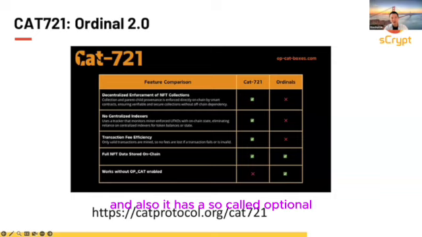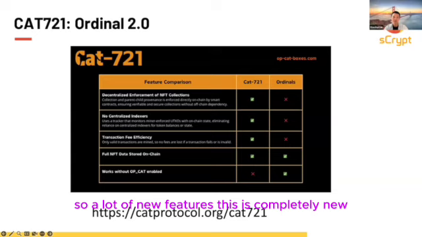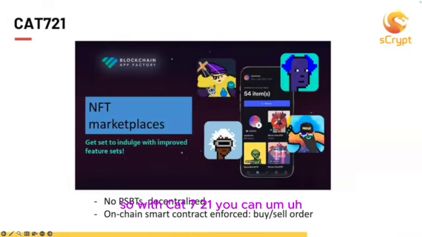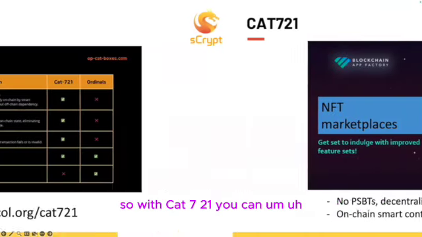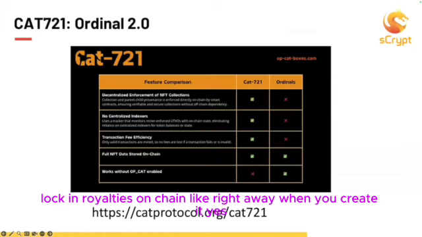And it also has so-called optional royalties. One big thing a lot of artists complain about with Ordinals is the lack of support for royalties. So a lot of new features. This is completely new. I think when I talked last time here, there was no CAT 721. It just came out last week. So with CAT 721, you can lock in royalties on chain right away when you create it.